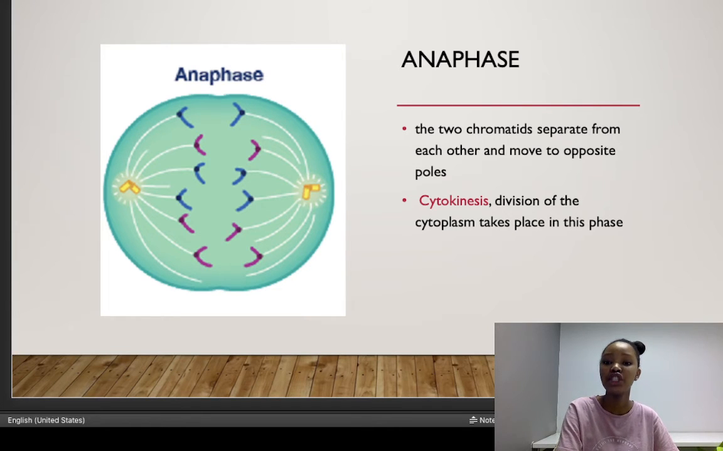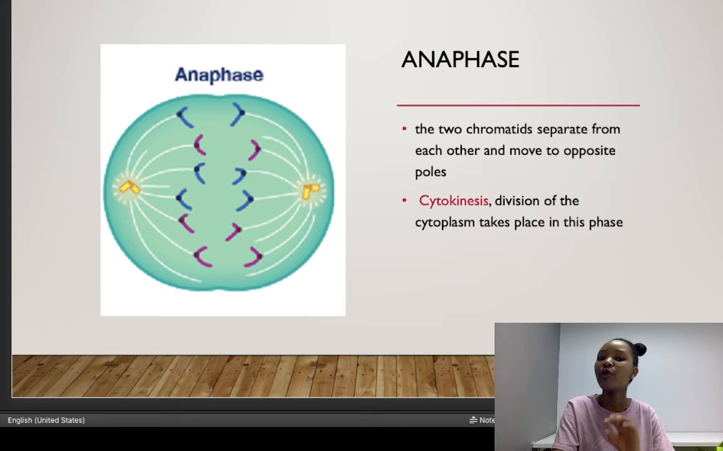Cytokinesis is the division of the cytoplasm, and it takes place in the anaphase. Remember, we had two processes which are important. I did mention DNA replication taking place in the interphase. Now I'm mentioning cytokinesis taking place in the anaphase. Cytokinesis is the division of the cytoplasm.